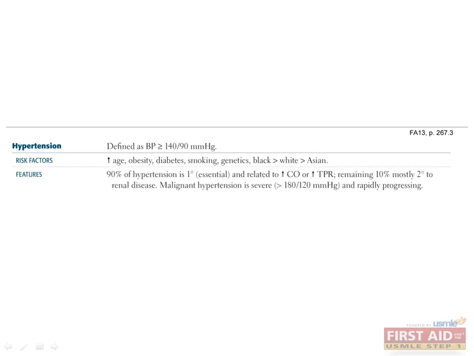90% of hypertension is essential, meaning we don't know what caused it, and it is related to increased cardiac output and total peripheral resistance. The other 10% is basically a result of kidney disease. Once a patient develops hypertension, it carries with it increased risk for a number of cardiovascular and other diseases, such as atherosclerosis, left ventricular hypertrophy, stroke, congestive heart failure, renal failure, retinopathy, and aortic dissection. Although hypertension itself is rarely deadly, except in the case of malignant hypertension, which is severe, it is a common condition that can elevate a person's risk for serious complications.